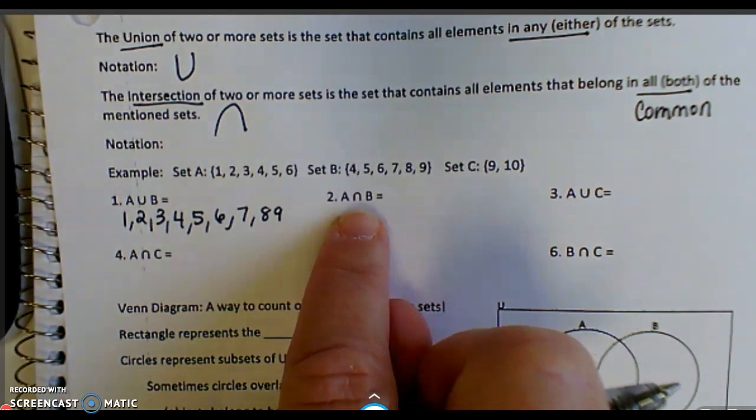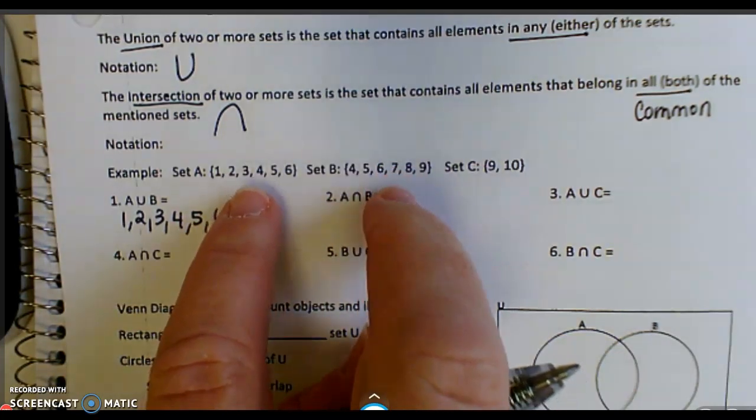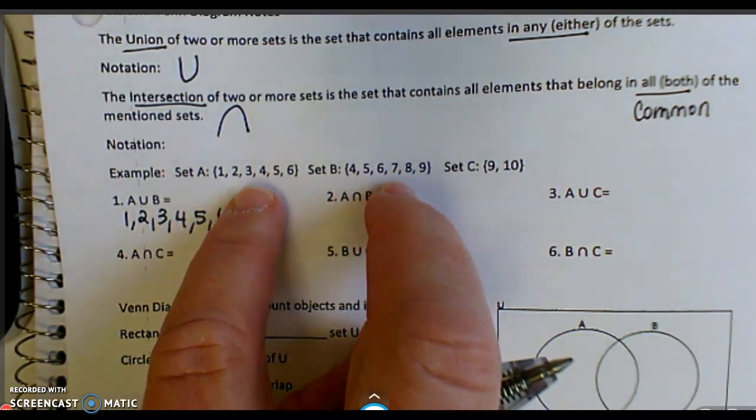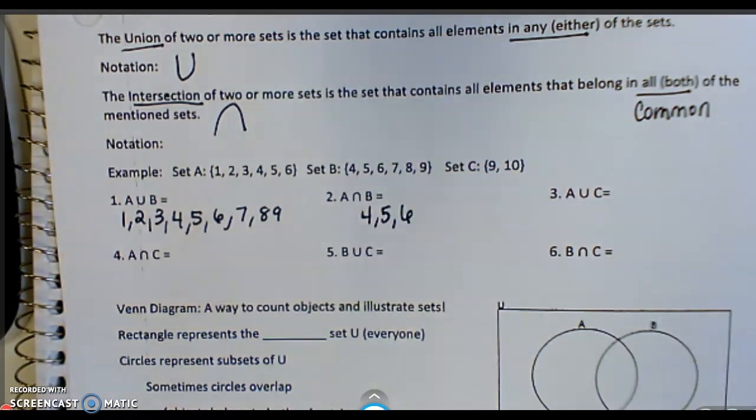Number 2 says the intersection of A and B, which means what do these two things have in common? When I look at those two sets, the only thing that's in both sets are 4, 5, and 6. So 4, 5, and 6 is the intersection of A and B.